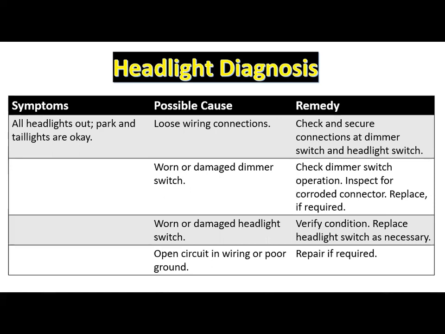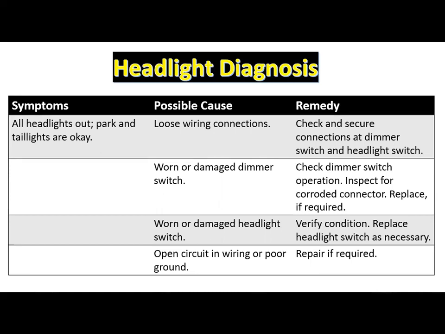Another symptom is the headlights out, but the park and taillights are okay. It could be loose wiring connections. Just check and secure connections at the dimmer switch and headlight switch. Then, a worn or damaged dimmer switch. Check dimmer switch operation. Inspect for corroded connector. Replace if required.